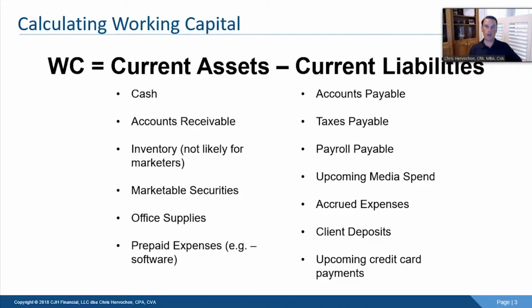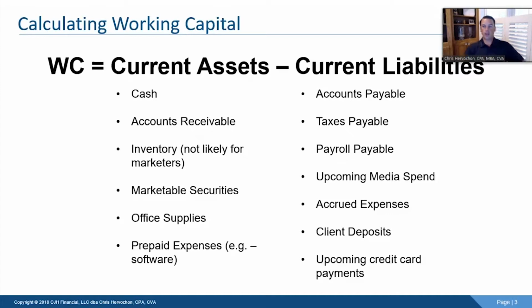Upcoming media spend. So if you've got clients who you are running media for, who you're going to bill, say, at the end of the month, and you've got to run media for them all month, you're going to have that expense, you're going to pay it, and then you're going to get reimbursed by the client later. That's going to be a liability. You are liable for paying for that media spend through the course of the month.